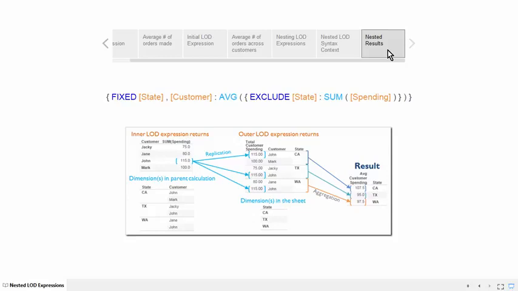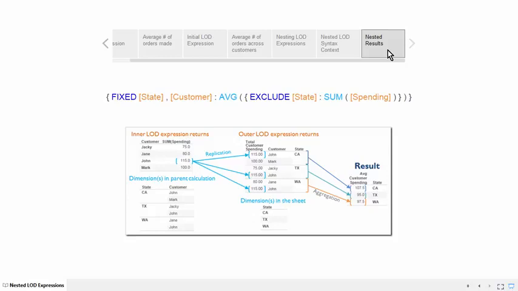Replication or aggregation occur to match the parent dimensions. If the inner calculation is more aggregated than the outer, the inner results are replicated to the parent outer calculation. If the inner calculation is more granular than the outer calculation, the results are aggregated by the outer calculation.